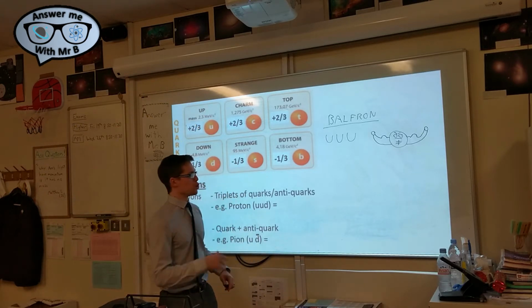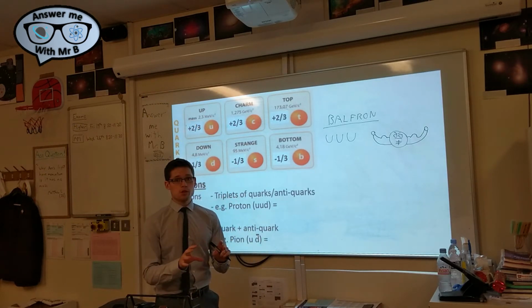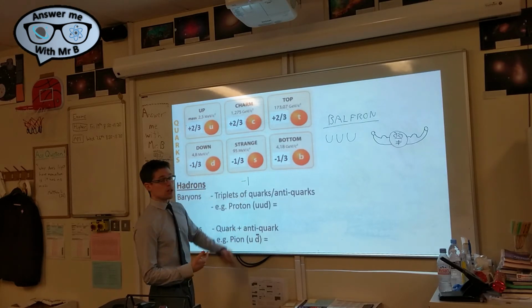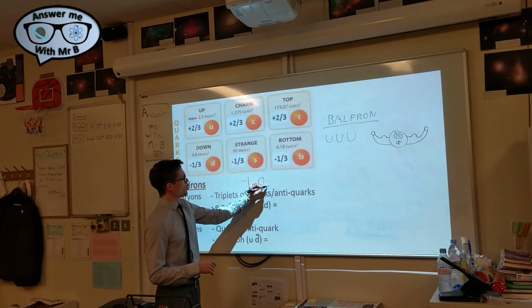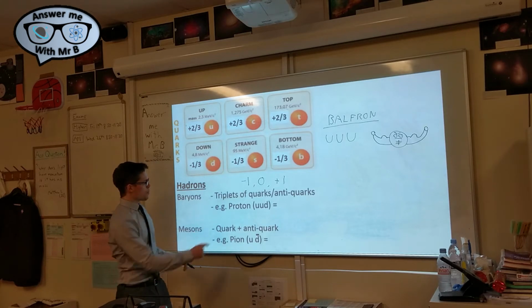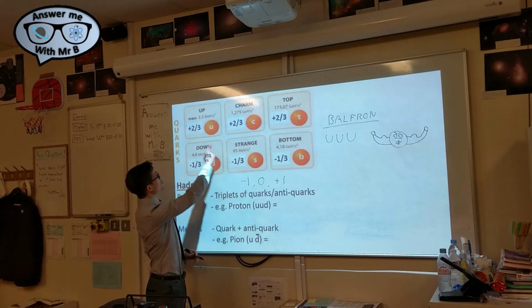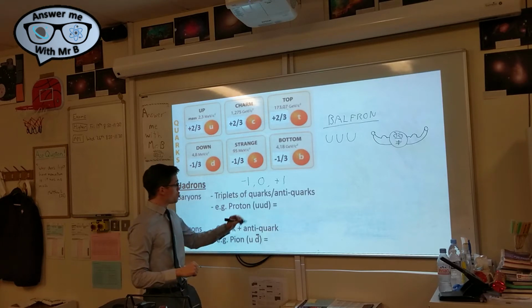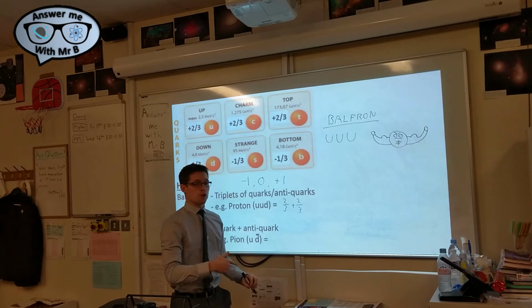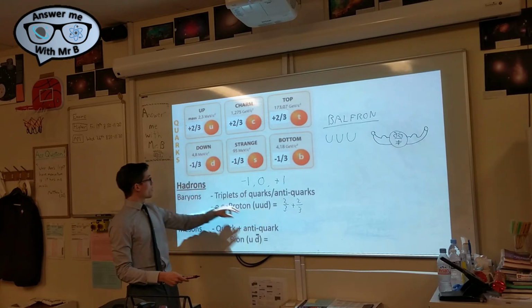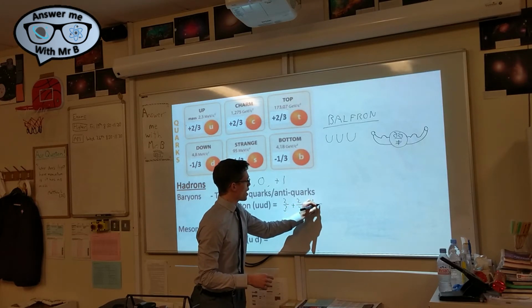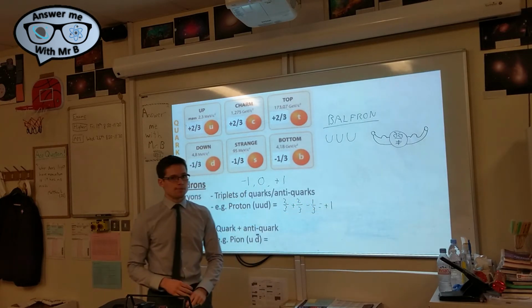There are rules when you put quarks together. One of the most important being, the total charge has to add up to give -1, 0, or +1. So let's have a look at the proton. Does that work? Well, a proton has 2 up quarks, which have a charge of +2/3. So 2/3 + 2/3. It also has a down quark, which is a charge of -1/3. That all adds up to give me +1.